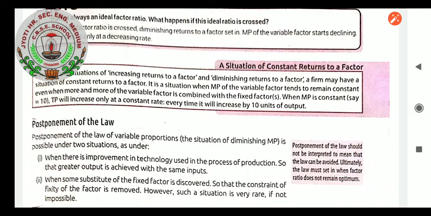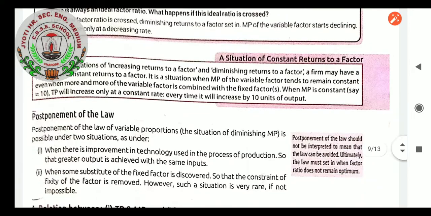Postponement of the law of variable proportion, that is, the situation of diminishing MP, is possible under two situations: when there is improvement in technology used in the process of production, so that greater output is achieved with the same inputs; and when some substitute of the fixed factor is discovered, so that the constraint of fixity of the factor is removed. However, such a situation is very rare, if at all possible.